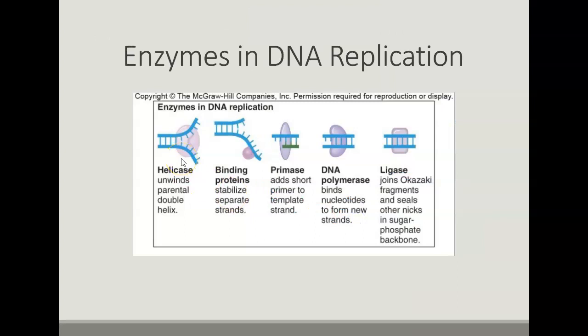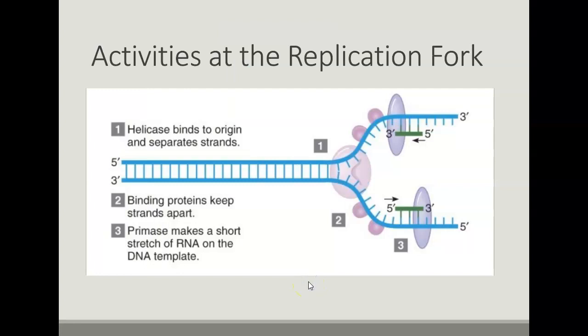Okay, here are some different enzymes that are important in DNA replication. Again, I'm not going to go through these extensively, but we have enzymes that unwind the DNA, enzymes that bind to it and stabilize it, ones that add short sequences like leader sequences. We have DNA polymerase, the one that we're going to discuss the most. This is the one that binds those new nucleotides, and then ligase, which joins them all together.